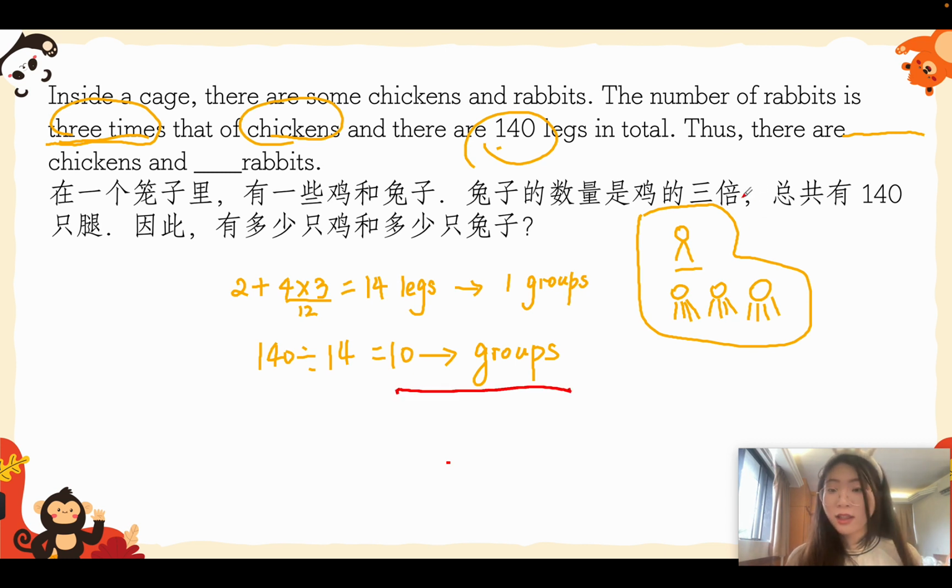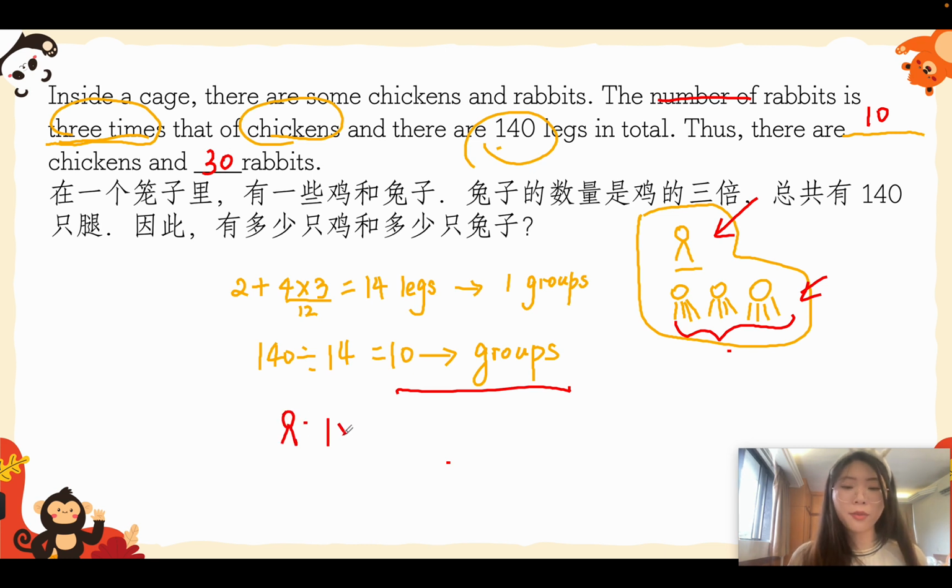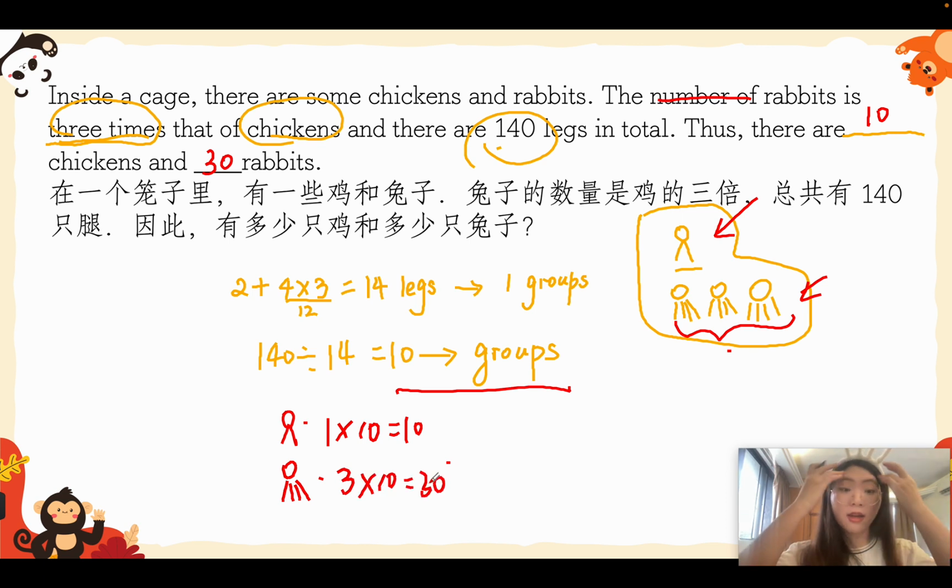10 groups. One group is 1 chicken. Then there are 10 chickens, right? And in one group, we have 3 rabbits because the number of rabbits is 3 times the chickens. So 10 groups will be 30 rabbits here. If you write down the steps, then the chicken will be 1 times 10 is 10 chickens. And for the rabbits, it's 3 times 10 is 30 rabbits.